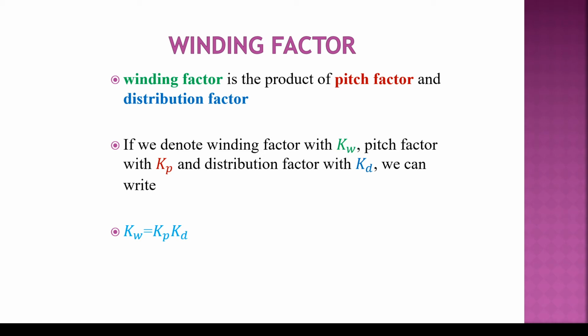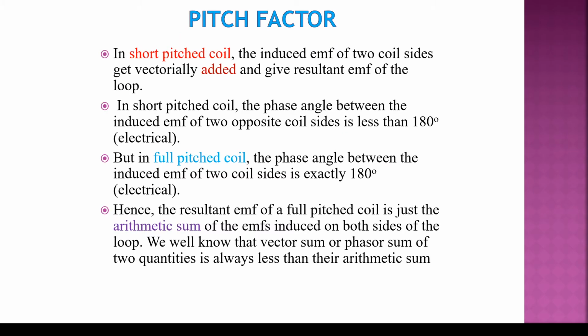Winding factor is a product of pitch factor and distribution factor. So, if we denote winding factor by Kw, pitch factor by Kp, and distribution factor by Kd, then we can write Kw is equal to Kp Kd. Okay, winding factor is equal to pitch factor into distribution factor. Now, what is pitch factor? We have to find out. Okay, what is pitch factor?